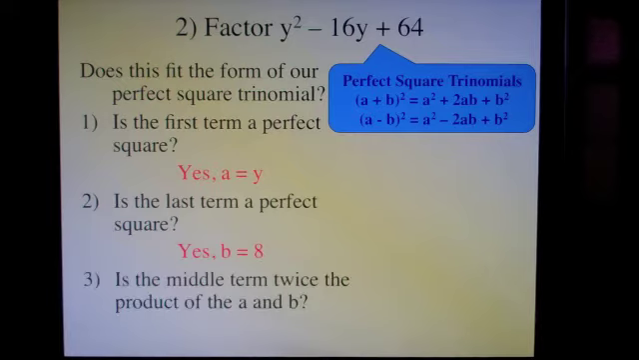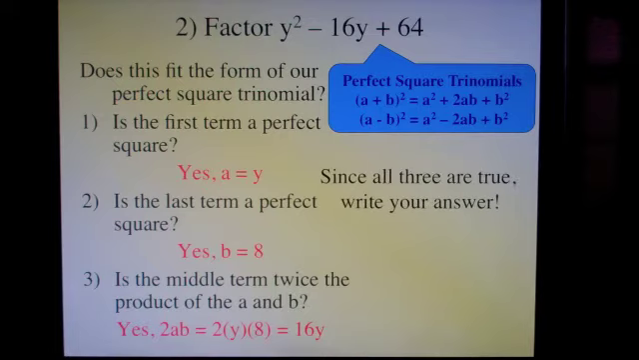Now we have to ask the question about the middle term. Is it twice the product of A and B? Well, A times B is 8y. 2 times that would be 16y, and so the answer to the third question is yes. Since all three are true, we can write the answer out using our shorthand method: y minus 8 squared.